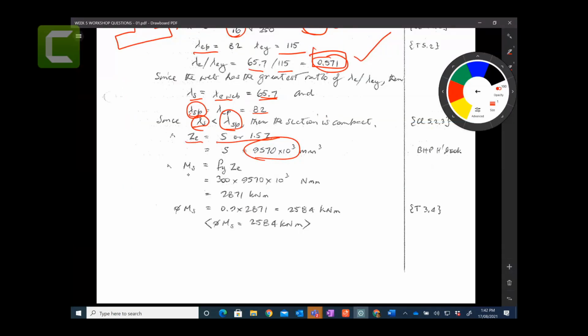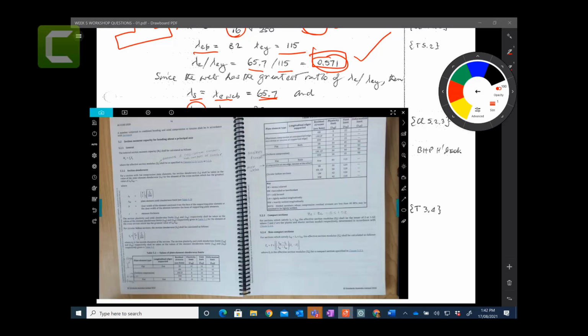Sorry. 300 and the value is 9570. That is your plastic section modulus, 10 to the power 3. You get 2871. Again, you multiply by the capacity reduction factors.